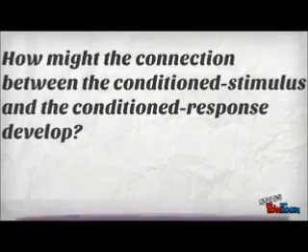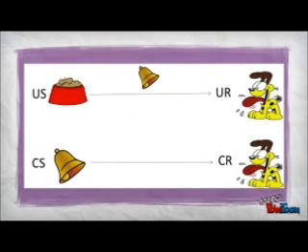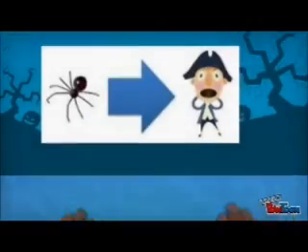How might the connection between the conditional stimulus and conditional response develop? When the conditional stimulus is presented, it excites a distinct brain area. When the unconditional stimulus follows the conditional stimulus, the brain centers responsible for processing the conditional stimulus and unconditional stimulus are activated at the same time. According to Pavlov, the simultaneous activity in two neural centers leads to a new functional neural pathway between the active centers. The establishment of this neural connection causes the conditional stimulus to activate the neural center processing the conditional stimulus, which then arouses the unconditional stimulus neural center.